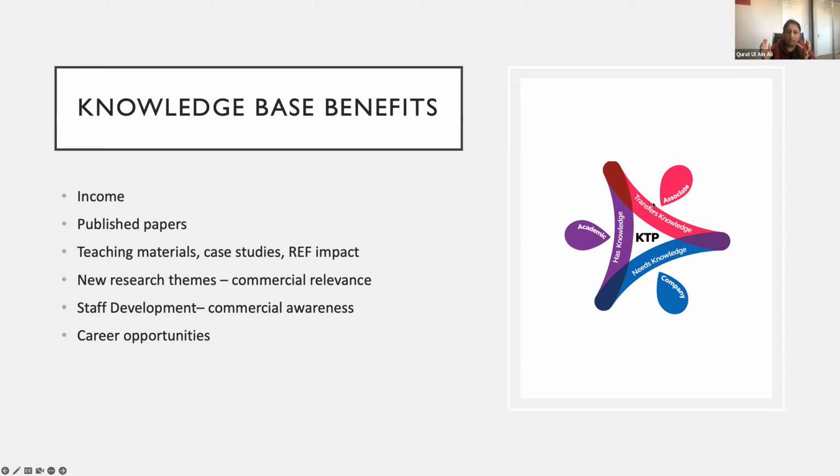And then, sometimes we say that academia is just working on some XYZ problems. So the problems would come from the industry. So it would have a commercial relevance as well, the problems that students are working on. And then obviously your staff would be more developed. They would be more aware of what problems are there in the industry, and then they can get that information and feed that into their courses, to make the courses more commercially aware. And then obviously it will create career opportunities for the students of the university.